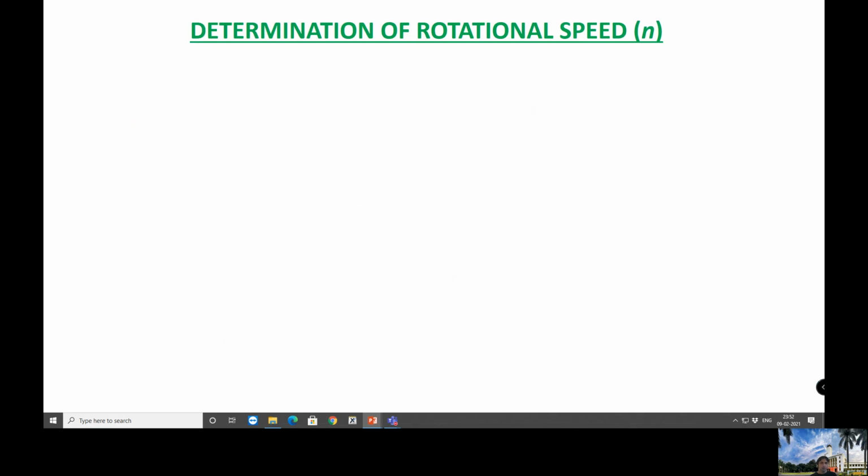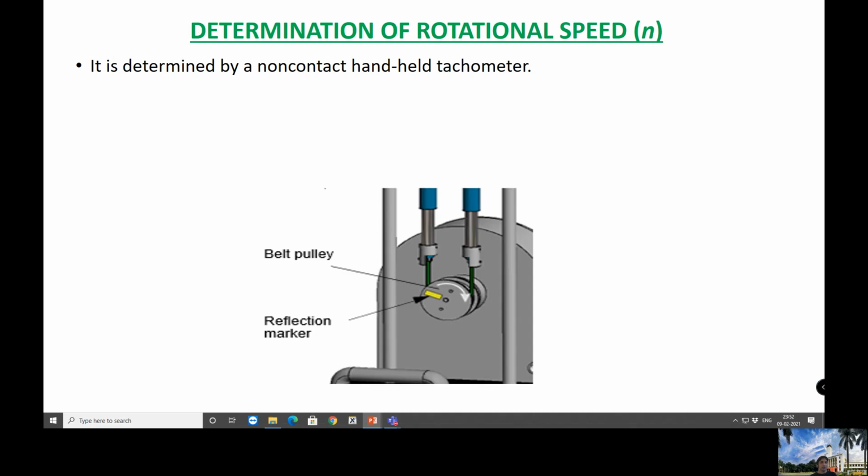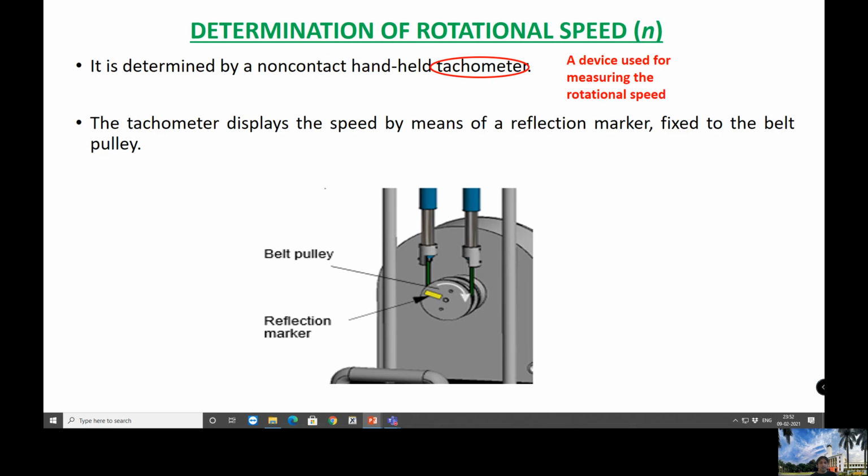Now, how to determine the rotational speed N? It is the rotational speed determined by a non-contact handheld tachometer. A tachometer is a device used for measuring rotational speed. You point the tachometer towards the turbine when it is rotating and just measure the rotations per minute. The tachometer displays the speed by means of a reflection marker fixed to the belt pulley. You see this here, this is a reflection marker. Using this, it displays the speed. The rotational speed is measured in rotations per minute, which I have already told you.